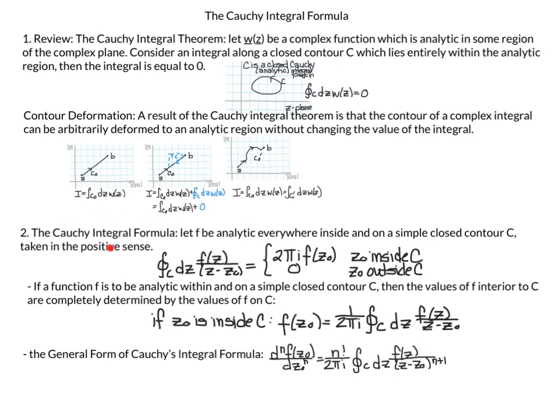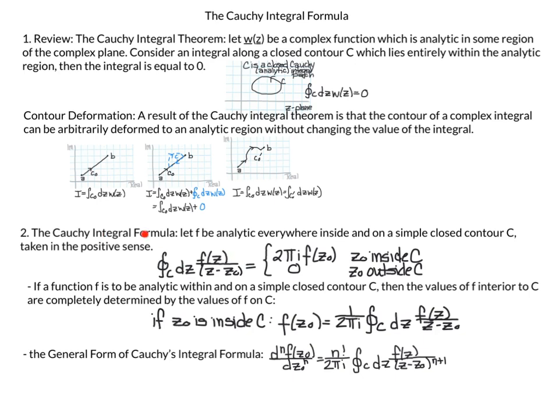Next, we're going to derive this Cauchy integral formula that says if f is analytic everywhere inside and on a simple closed contour c, the contour c taken in the positive sense, then the integral over c of f of z divided by z minus z naught. So you can see f of z over z minus z naught is no longer analytic at z naught because if z equals z naught, you have division by 0.